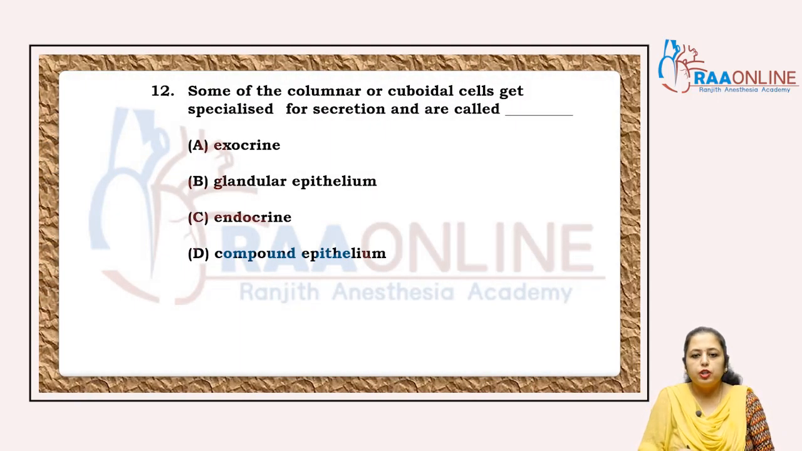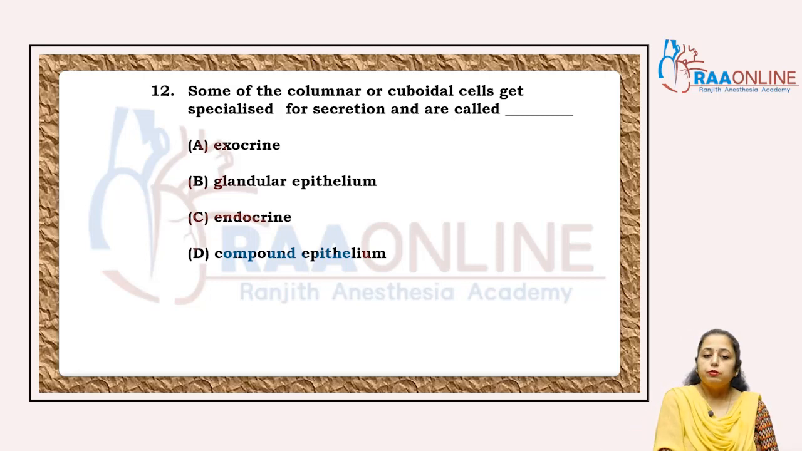Now come to the next question. Some of the columnar or cuboidal cells get specialized for secretion, and they are called the glandular epithelium, right? They form the glandular epithelium. Exocrine glands are the glands with duct, right? Endocrine are the glands without duct, and glandular epithelium helps in the secretion, right?